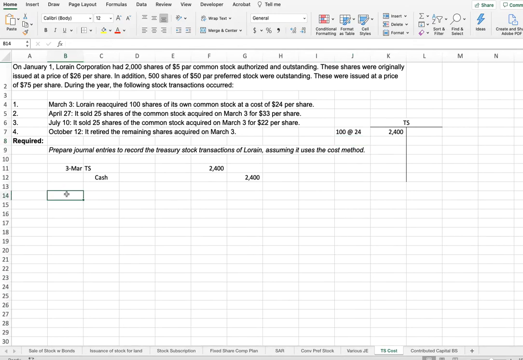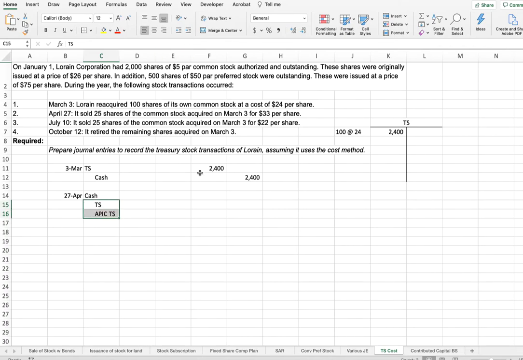So then on April 27th, we sold 25 shares of common stock acquired from March 3rd for $33 per share. So we sold it for more than we purchased it for. So we're receiving cash and we're getting rid of treasury stock, so we have to credit treasury stock. But because we're selling it for $33 when we originally purchased it for $24, we're going to have an additional paid in capital from treasury stock account as well that we need to credit.